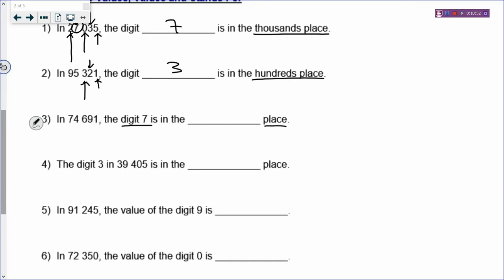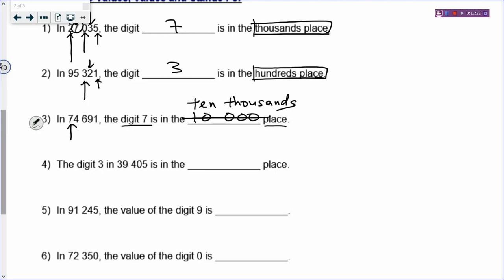Now, when you are asked what place it is, then you need to write in words. Like if you notice above, can you see the hundreds and the thousands place? So you have to write in words. So the digit 7 is in the 10,000s. You can't write it in numbers. If you write like that, that is already wrong. You need to write in words. So that will be 10,000s, and there's an S behind it. So when you see the word place, then you need to write in words.